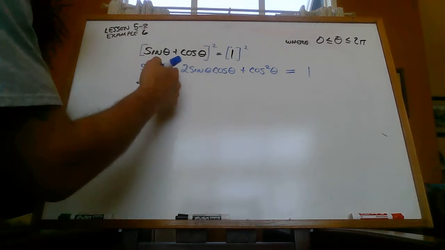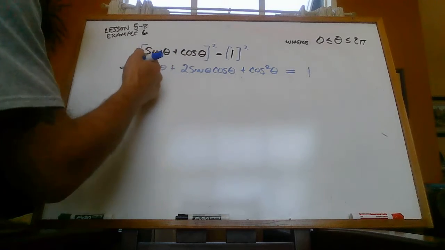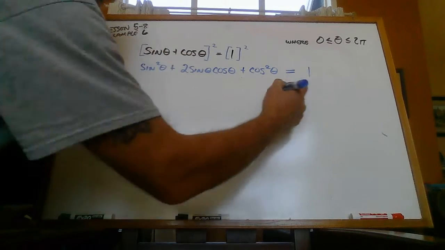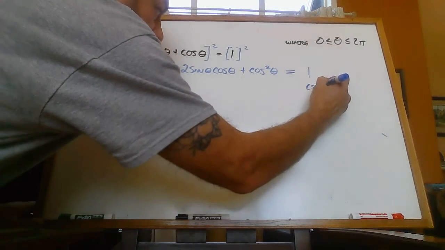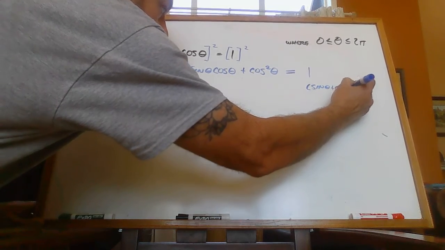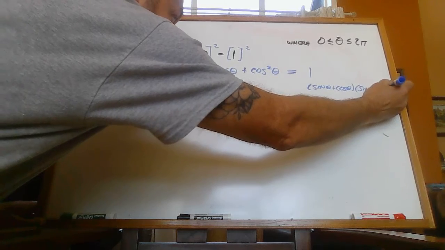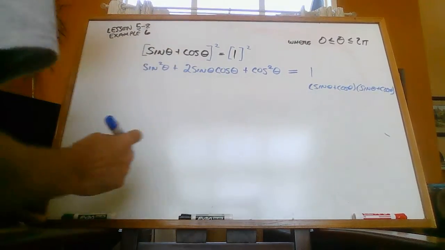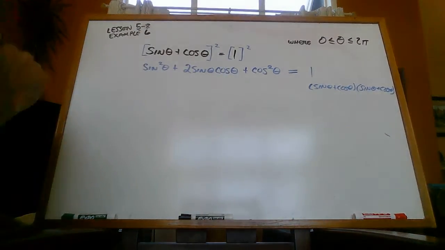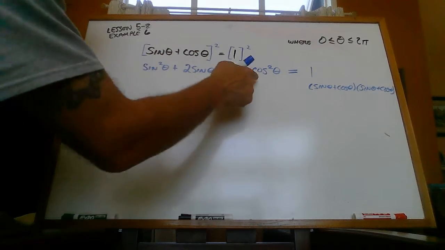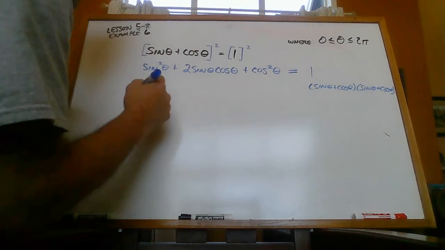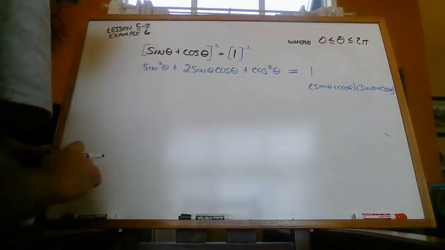Okay, if you have a hard time with this, just take this and FOIL it. Just set it up as sine plus cosine times sine plus cosine, and FOIL that, and you'll get this. Okay, now a sine squared plus a cosine squared, that's 1. So this is going to simplify to 1 right here.